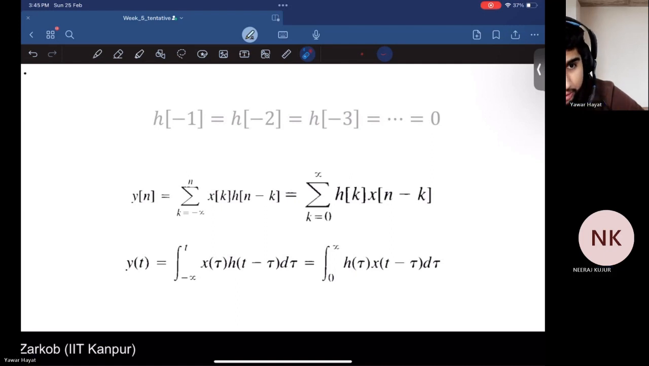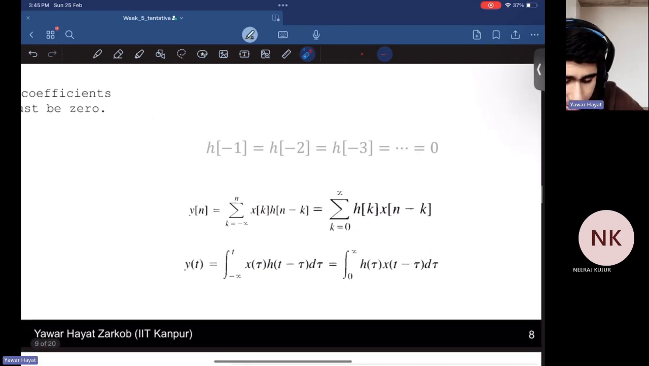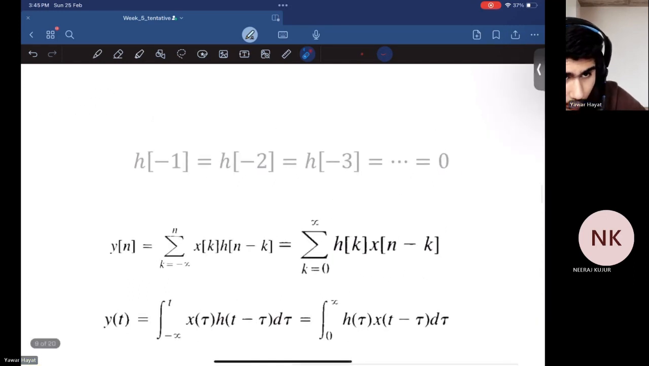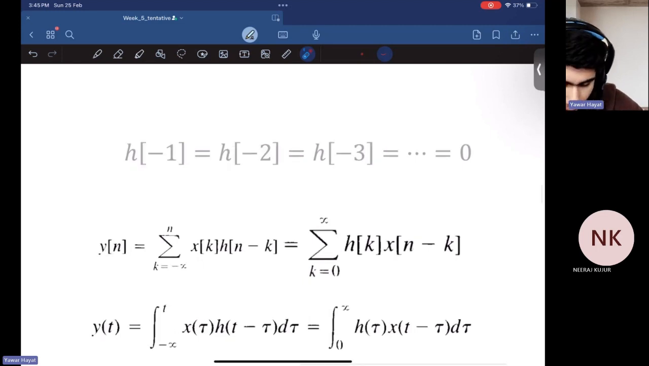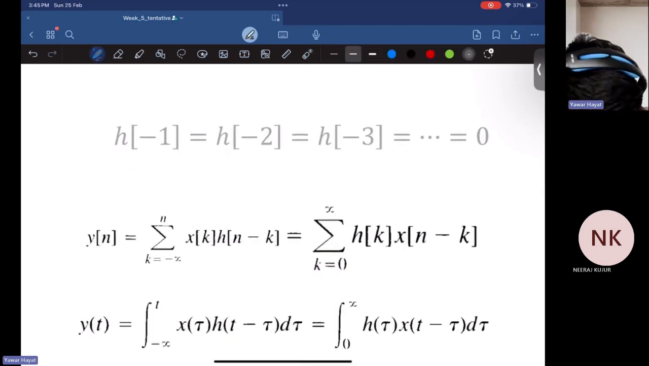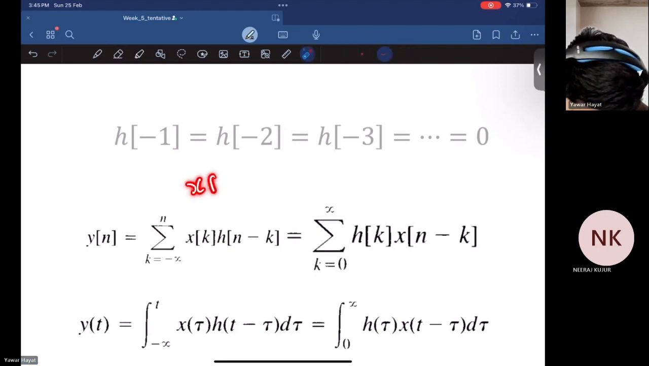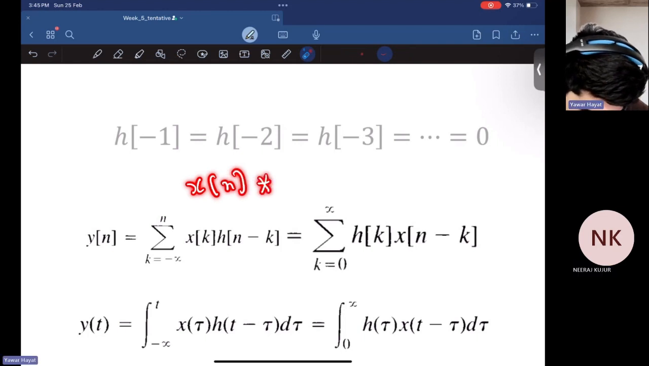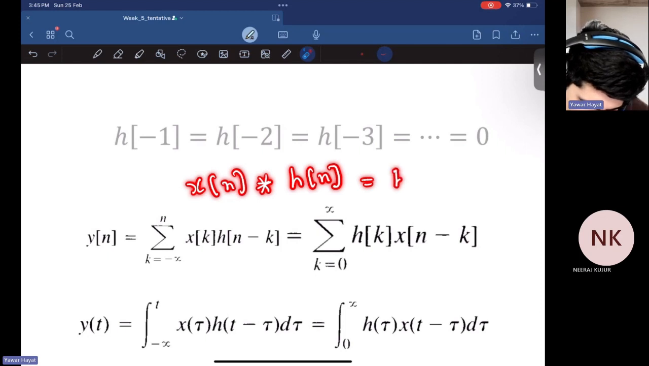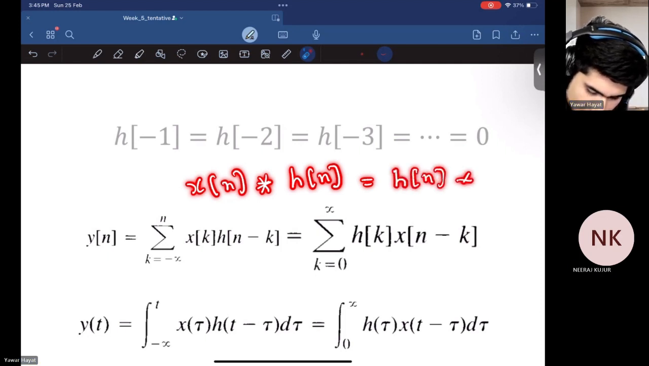The function is not getting 0, right? The only statement that we made was that the coefficients can be 0. Let me get to the point straight away. The idea is that x of n convolution h of n is the same as h of n convolution x of n.